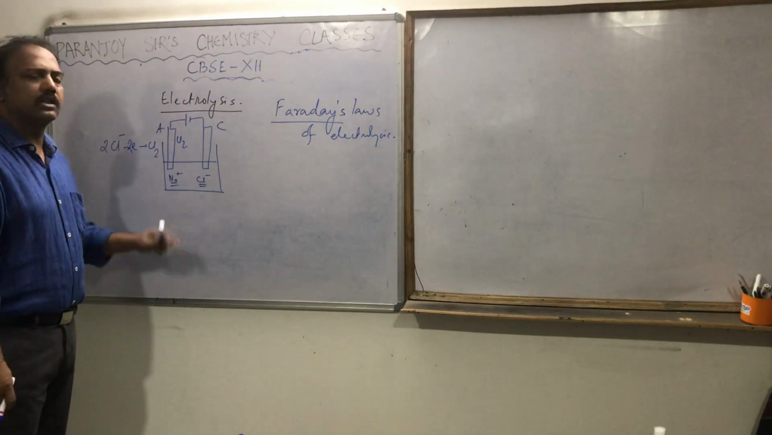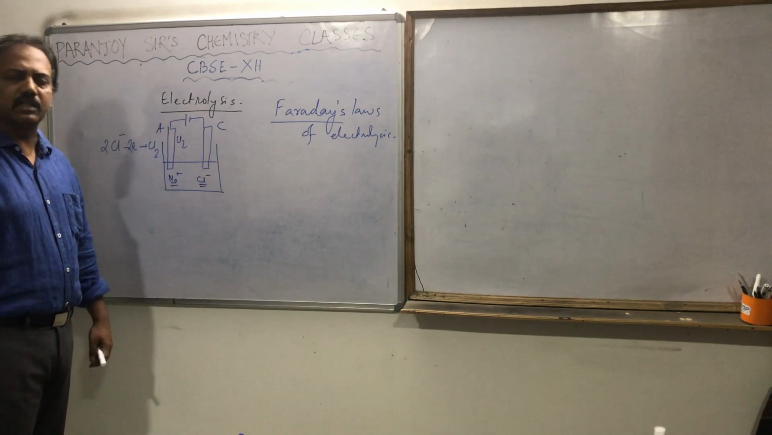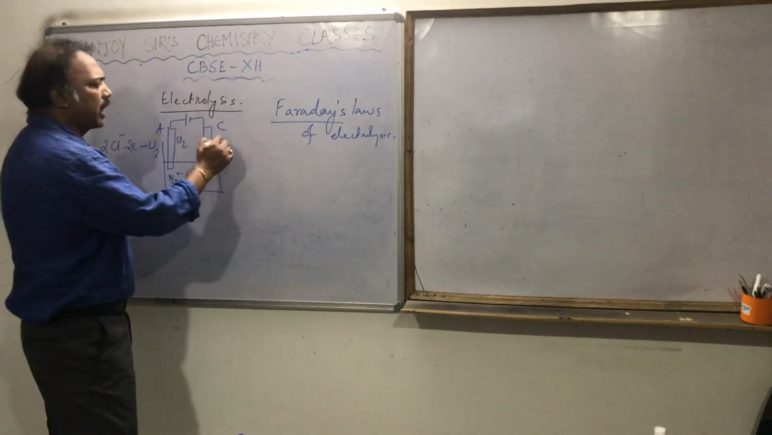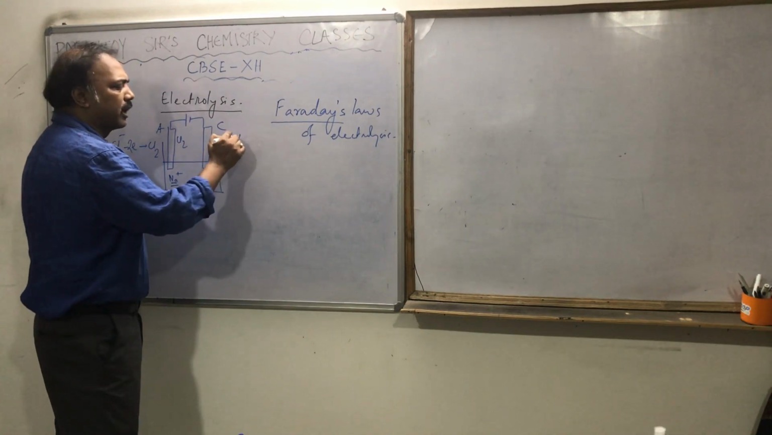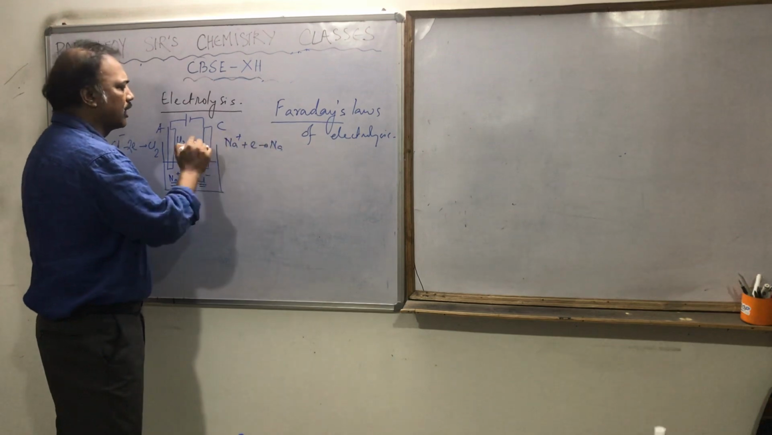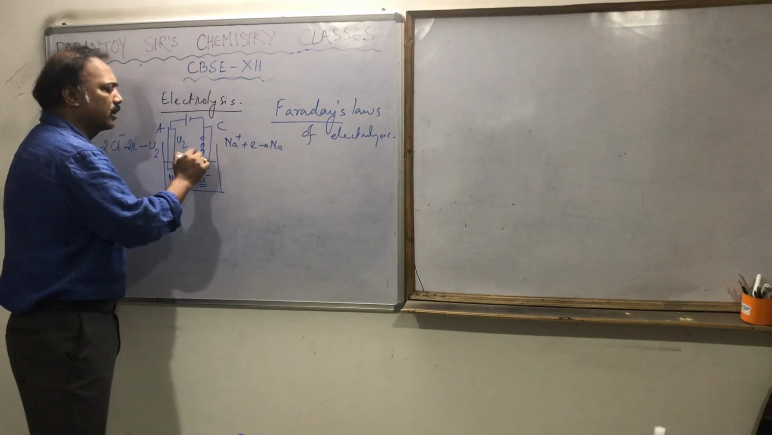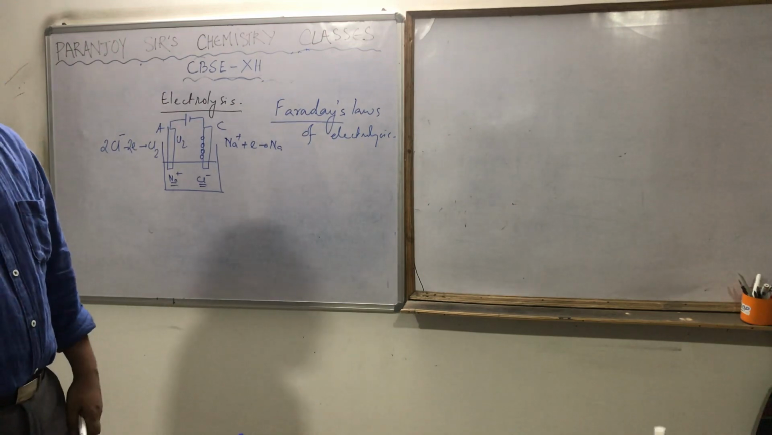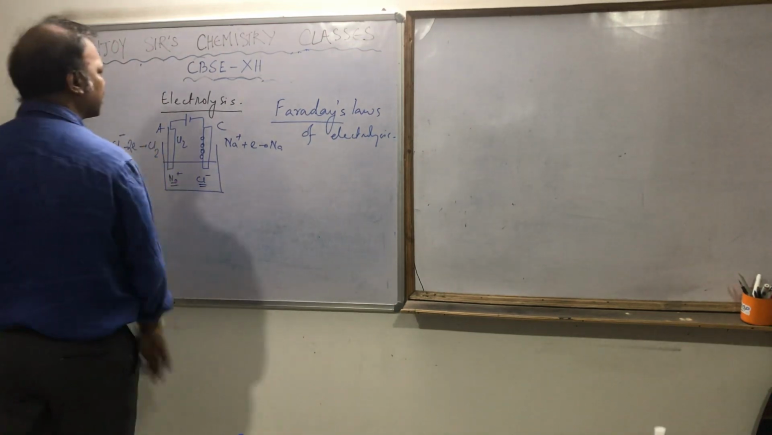Now, out of these two species, which will have the tendency to gain the electron? Obviously, sodium ion. So what reaction is going to take place over here? Na positive will accept the electron and will become Na. So sodium metal will be deposited at the cathode. So sodium will be produced at the cathode. That is what electrolysis is.